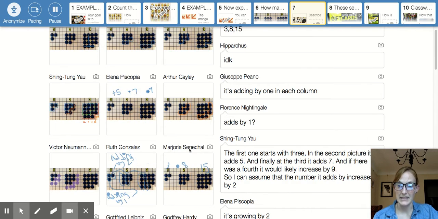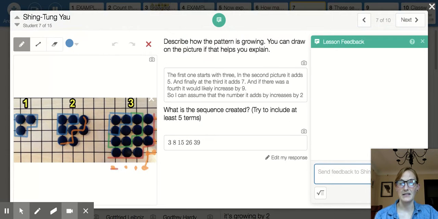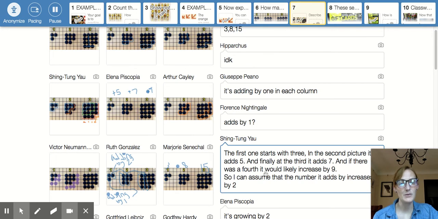But several people did write the sequence down. Here's another person who saw this and they said, here's 3, and then there's 5, and then they're adding 7. And so they actually wrote down the sequence of 3 and then 8 and then 15. And then they guessed in the next one, there would be 26, there will be 24, but that's okay. Because we're all just learning, right?